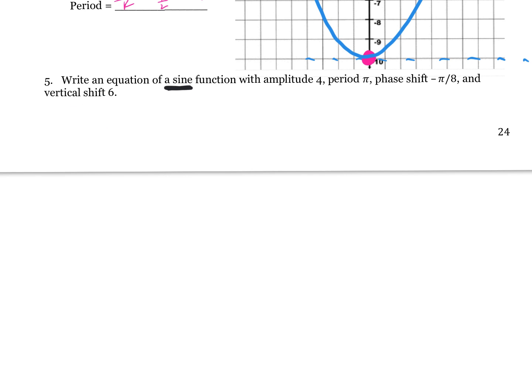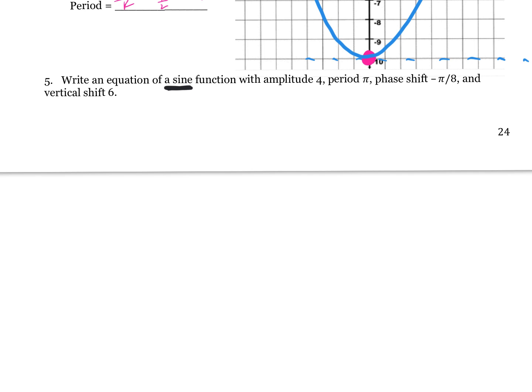Some of it we get to directly put in, others we kind of have to manipulate. So we've got y equals, what do we put in for that amplitude? Amplitude and vertical shift, we get to throw them right in. So I'm going to say sine of blank theta plus blank, because those are the two things we have to work with, my k and my c. But then I can always just throw the vertical shift in. What's the vertical shift? 6. So I'm just going to say plus 6.